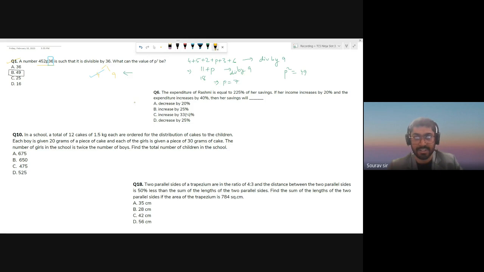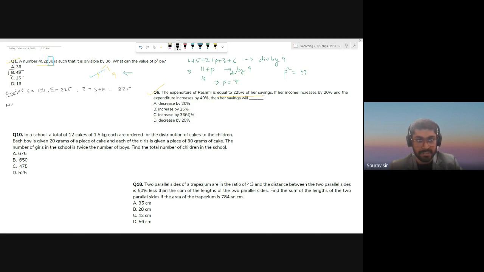Okay, check question 6. The expenditure of Rashmi is equal to 225% of her savings. So for these types of questions, just assume something as 100. So here the problem starts with savings, right? So let first savings be 100. This is the original data. Savings is 100. So expenditure is 225% of it. So 225. Now income will be savings plus expenditure, right? Assuming no other criteria. So it's 325.